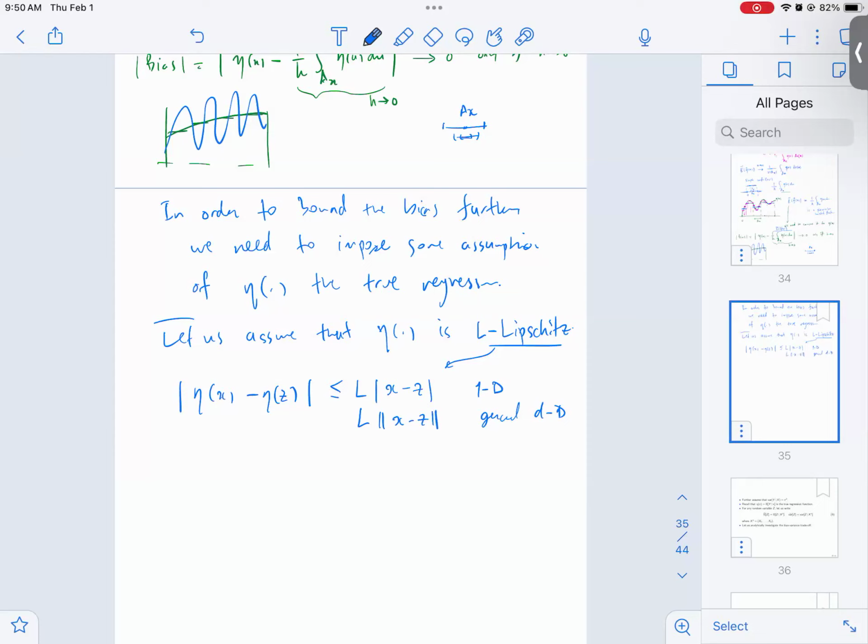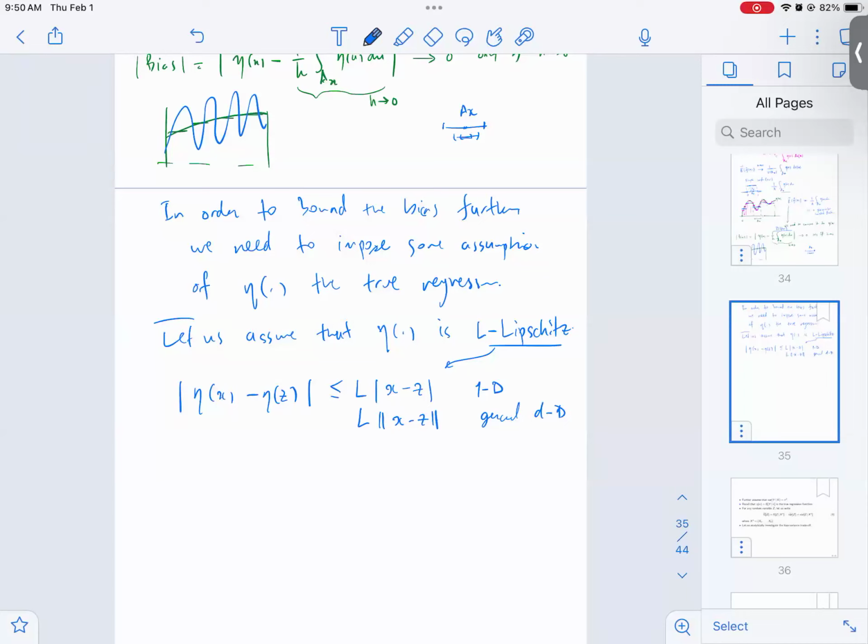Let's focus on the 1D case for now. So actually you can do it in the general case. It's fine. What it's saying is that if I know how close x and z are, then multiply by a factor L, that's how much the eta can change. So it can't change too much if I'm not far away.